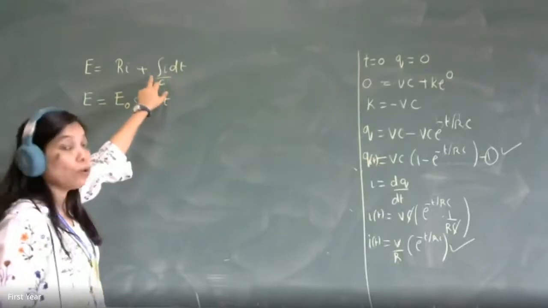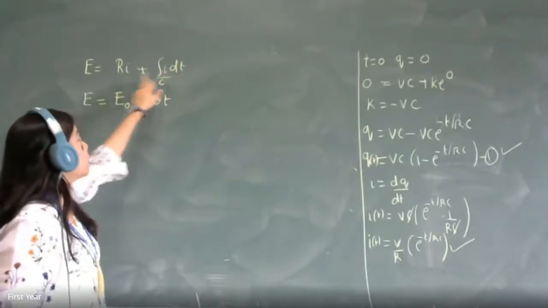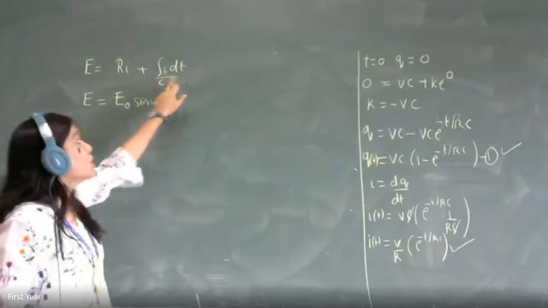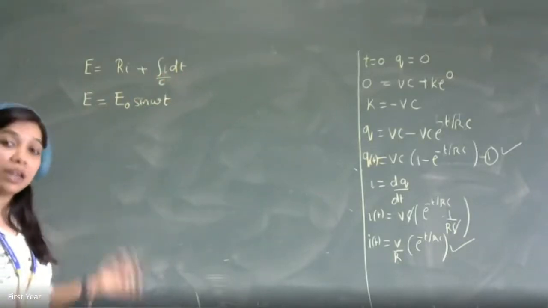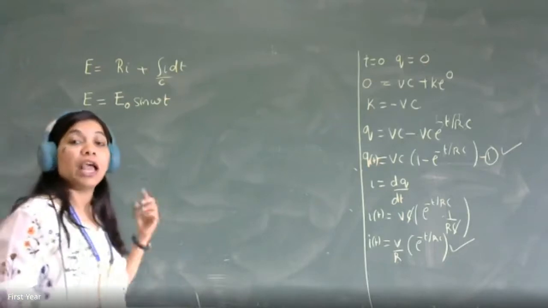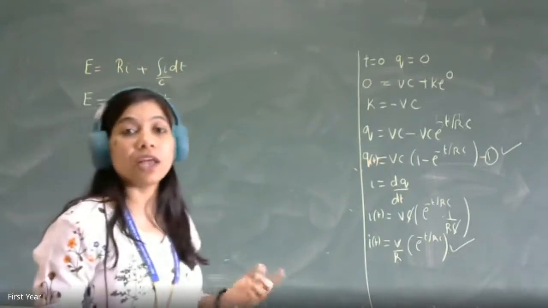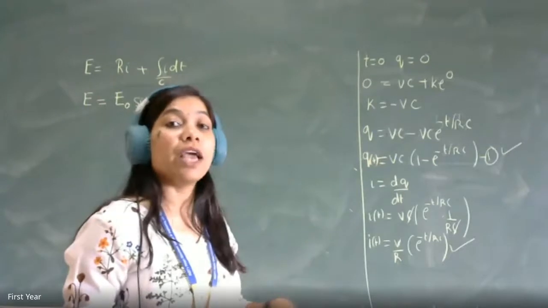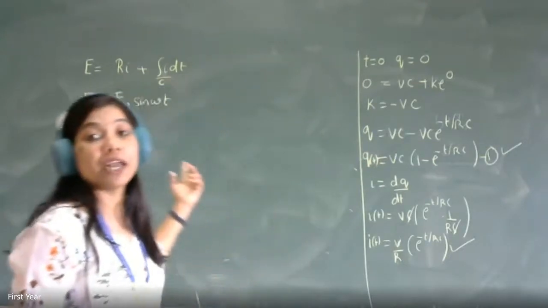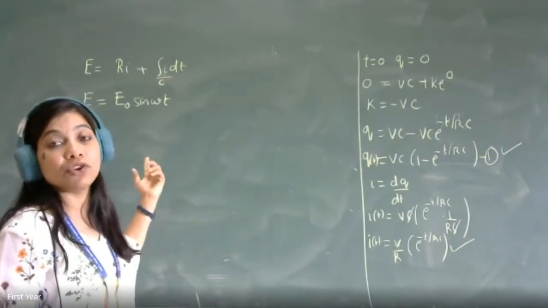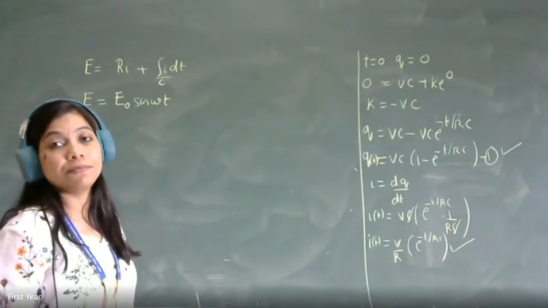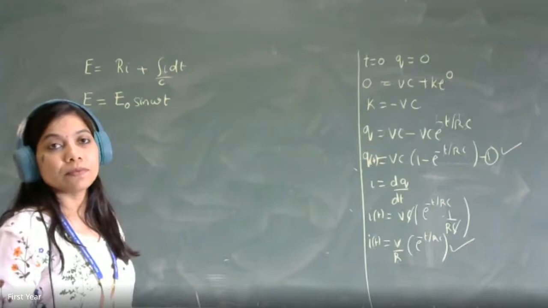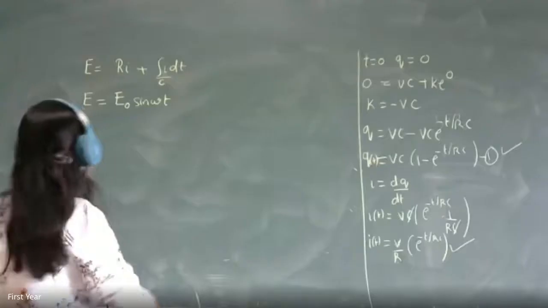This integration will go, dt also will go. Obviously, I differentiate with respect to t, so that integration and dt will go, and I get a differential equation in terms of I. Rather than going first to q, then finding dq by dt, we can directly rewrite this equation as a differential equation with I as the dependent variable. Clear?